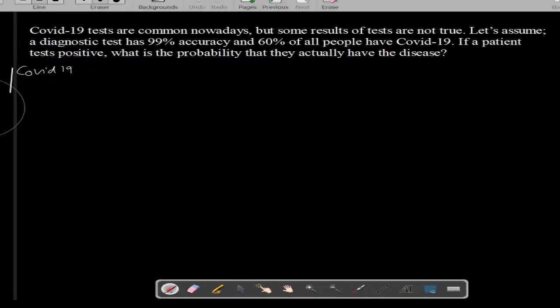Let us consider another problem of the Bayes theorem. COVID-19 tests are common nowadays, but some results of tests are not true. Let us assume a diagnostic test has 99% accuracy and 60% of all people have COVID-19. If a patient tests positive, what is the probability that they actually have the disease? So we have to find out the probability of COVID-19 in a patient given that patient has tested positive.